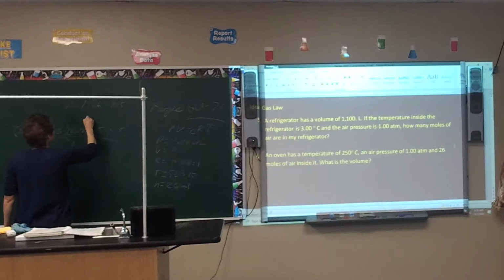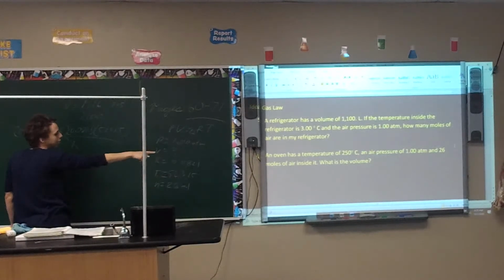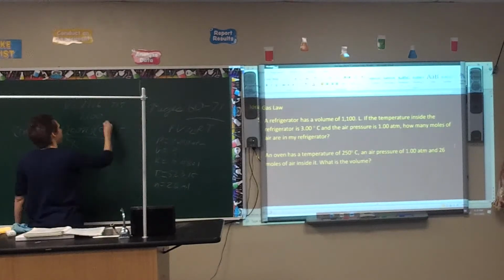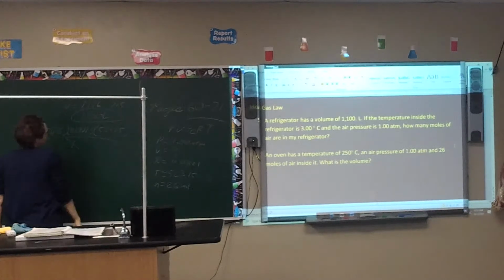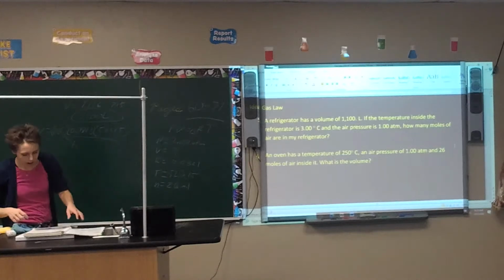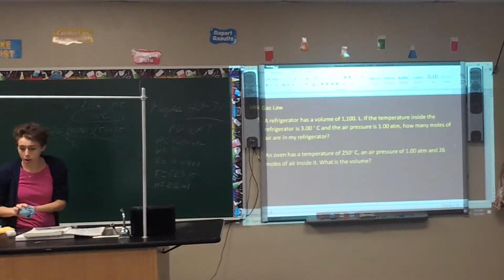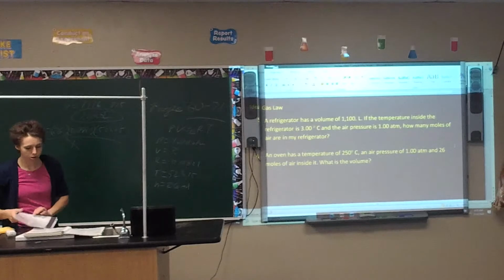So it's 1,100, no decimal point, and since we're in volume, what should my units be? Remember, according to R, that constant, what does my volume have to be in? Liters. Perfect. So 1,100 liters. Alright, so that's practice with the ideal gas law. So be sure to ask me on Monday if you have questions with it.